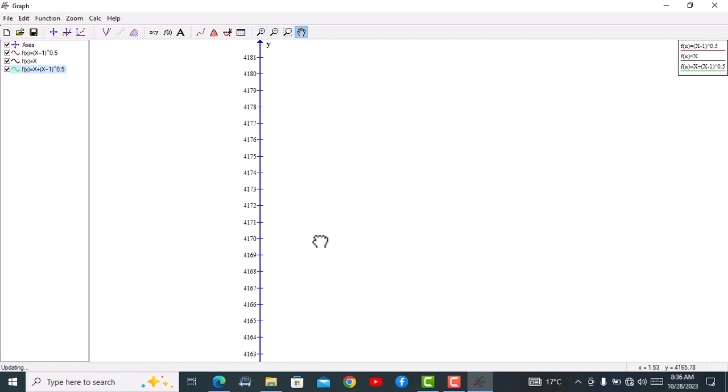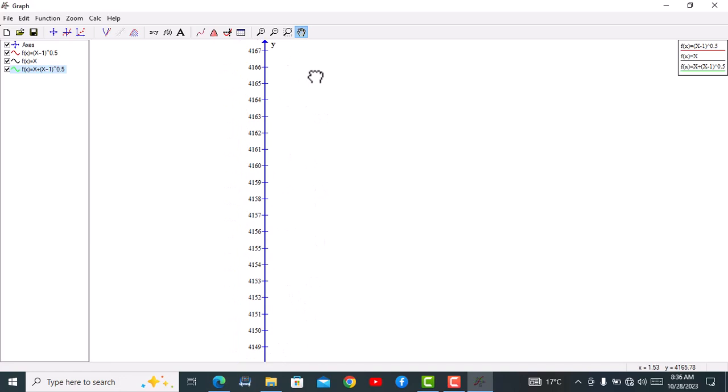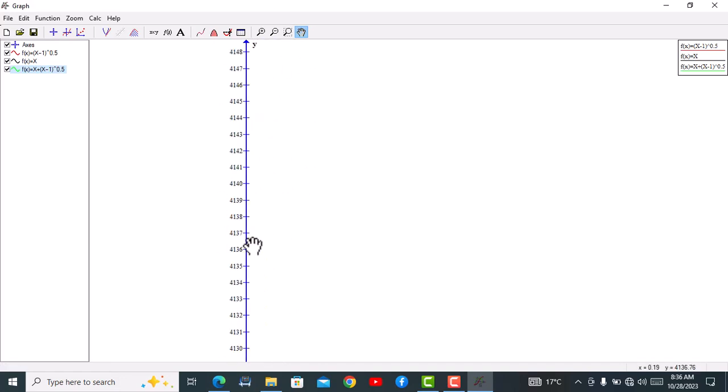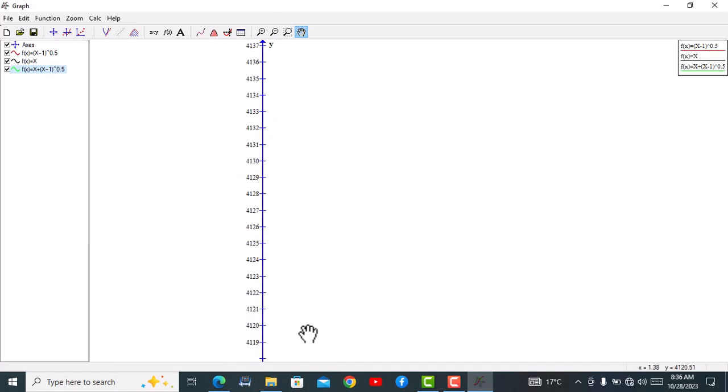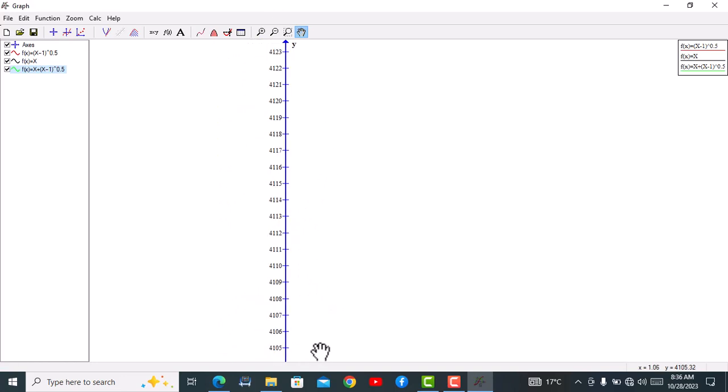Looks like I have one, but we can see that it's from 1. The range is from 0 to positive infinity.